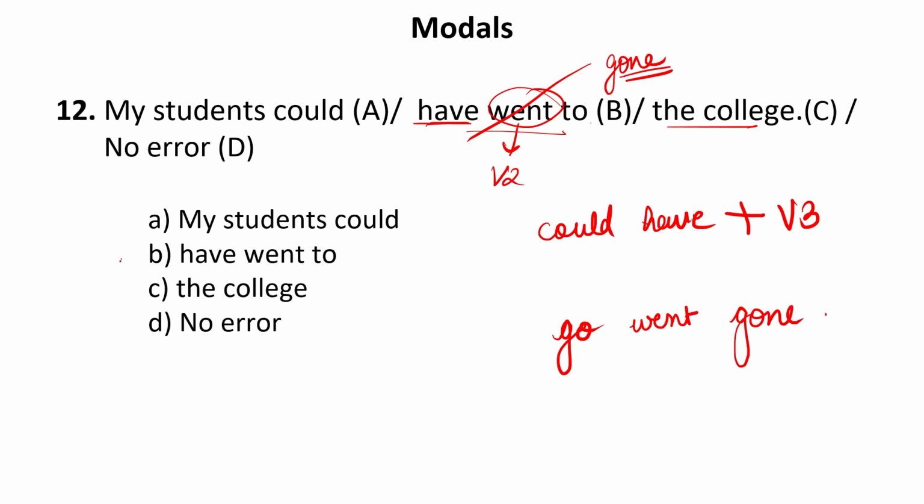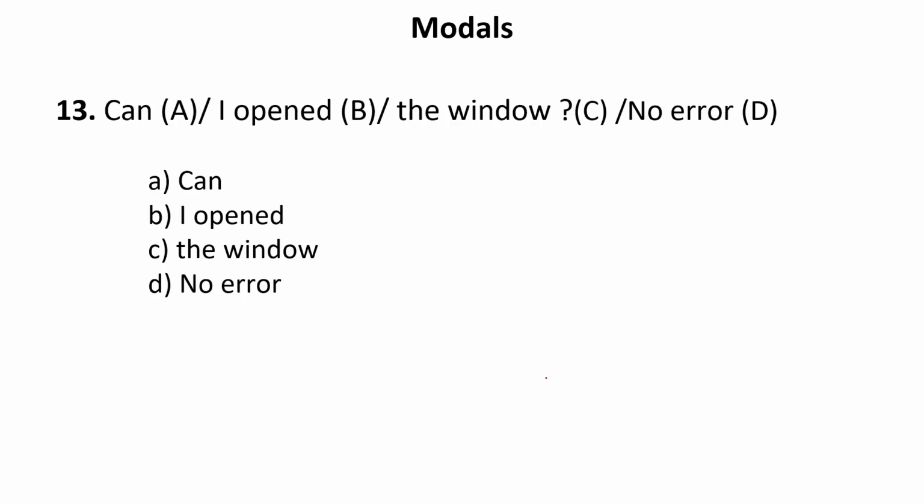So go, went, gone. The correct word here that should be used is gone. So the error is in part B. B part contains the error. So our answer is B. Here went should be replaced with gone. Now let us move to the next one.